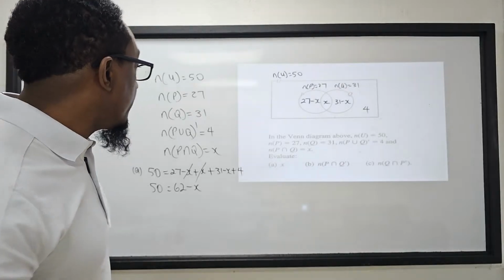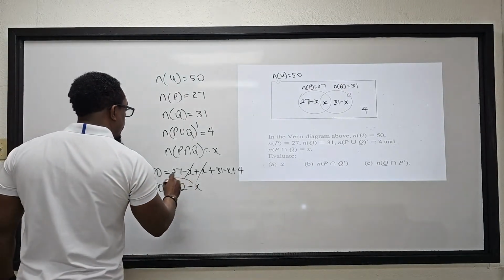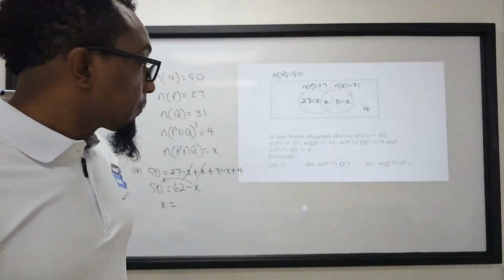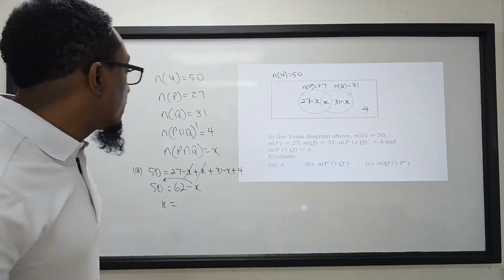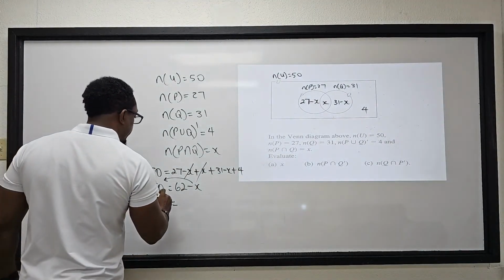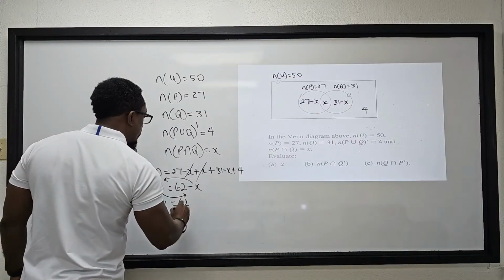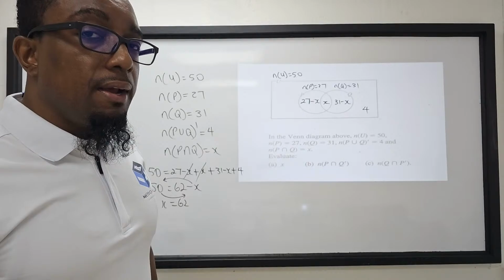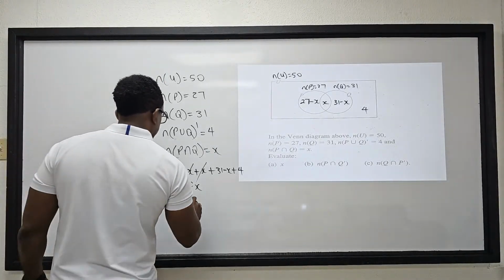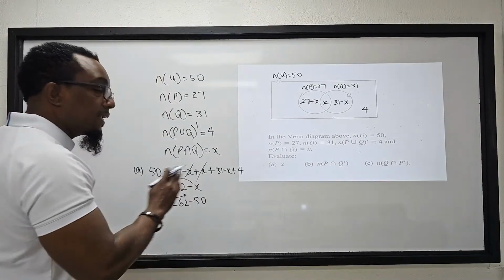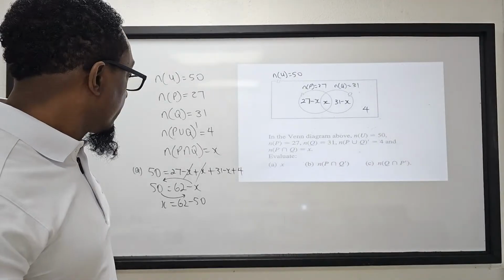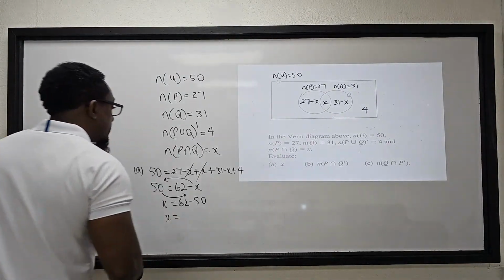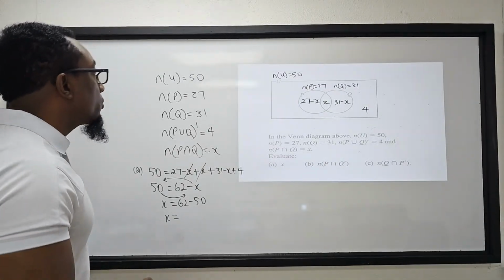So I'm going to place x over negative x from the right to the left. So it comes across to the left as positive x. So I add x to both sides. And I'm going to remove 50 from the left to the right. So it's going to be 62. And positive 50 comes across to the right as negative 50. Well, I can subtract 50 from both sides. And therefore x is equal to 62 subtract 50 will be 12.